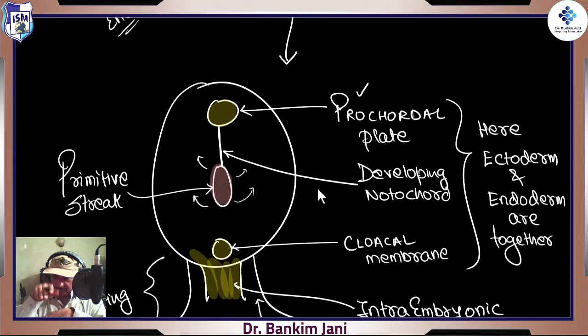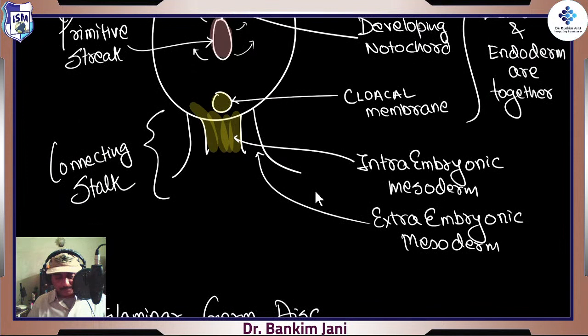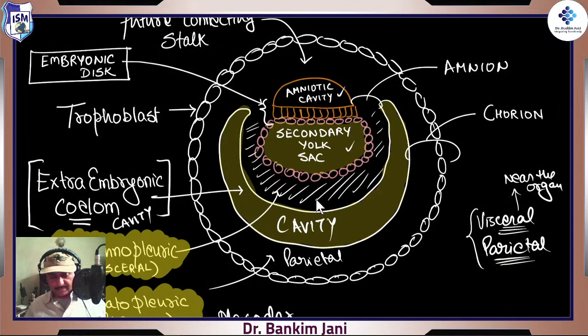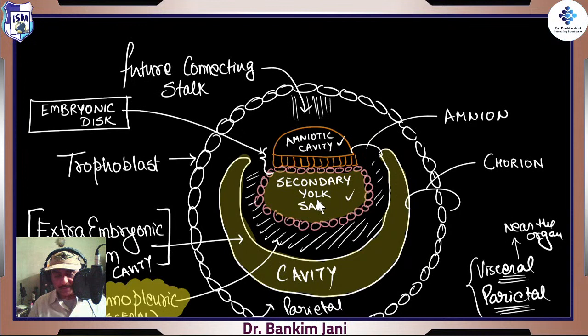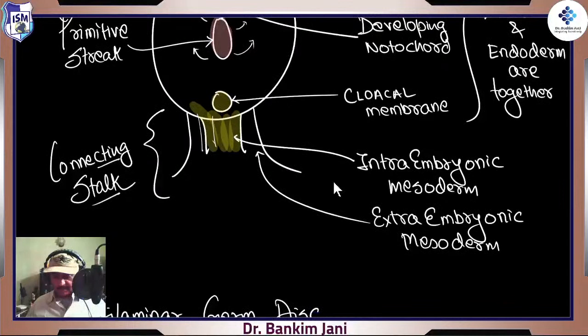From the primitive streak, all those mesoderm cells were traveling between the two layers. Some of the cells will also go towards the area which will form the connecting stalk. Here it was extraembryonic mesoderm. When we were talking about this, we said this is the future connecting stalk, where this baby would be connected. But at that point it was extra, not part of these two layers. Now as these cells develop, they start traveling over there also, and that is called the intraembryonic mesoderm.